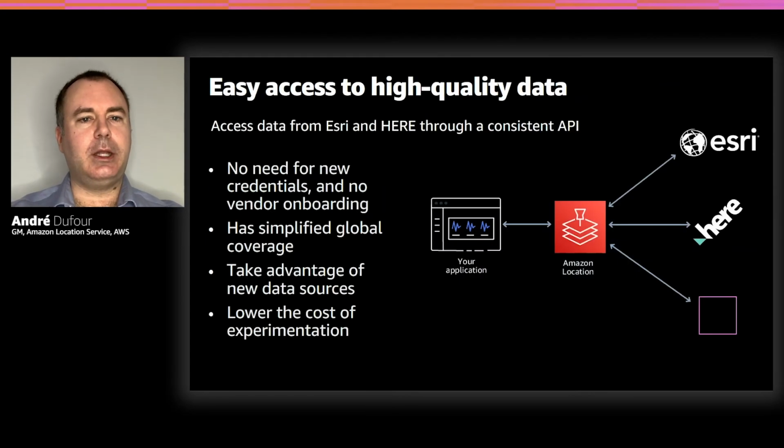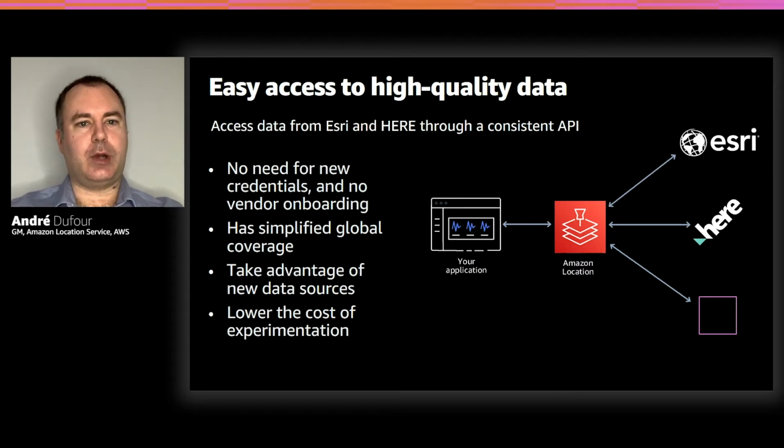So let's dive in a little bit deeper on this notion of making it easy to access high quality data. I told you that we're partnering with 2 companies who are experts in this space, Esri and Here. And one of the things that's actually quite unique about Amazon Location Service is we let you access their data using a consistent API. And so switching from Esri to Here as you're experimenting to understand which of these 2 might work best for your given use case in your given geography is as simple as making a parameter change.